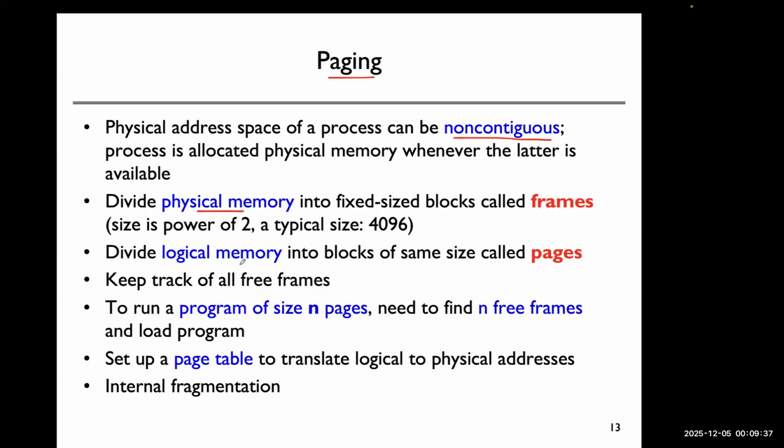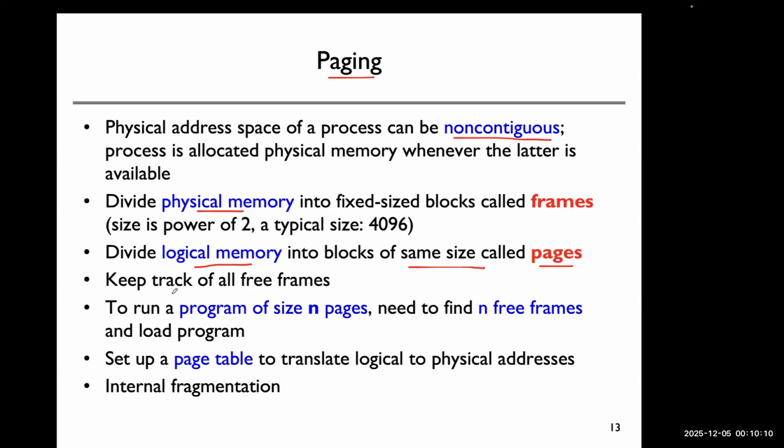Similarly, we also divide the logical memory into blocks of the same size, and we call those blocks pages. So physical memory is divided into blocks. Logical memory is also divided into blocks. Blocks of both physical memory and logical memory are of the same size, but we refer to them using different names. Blocks of physical memory are referred to as frames, and blocks of the logical memory are referred to as pages, right?